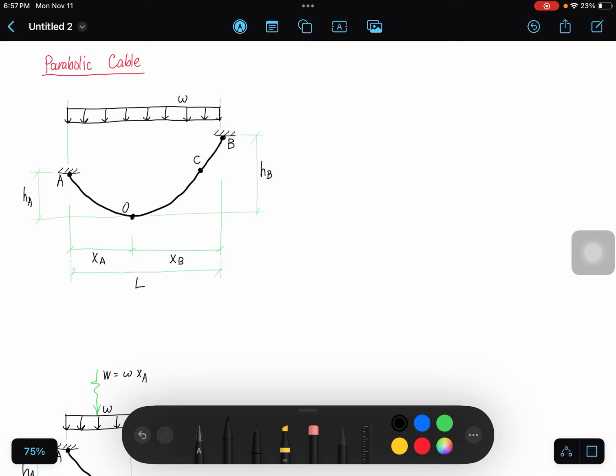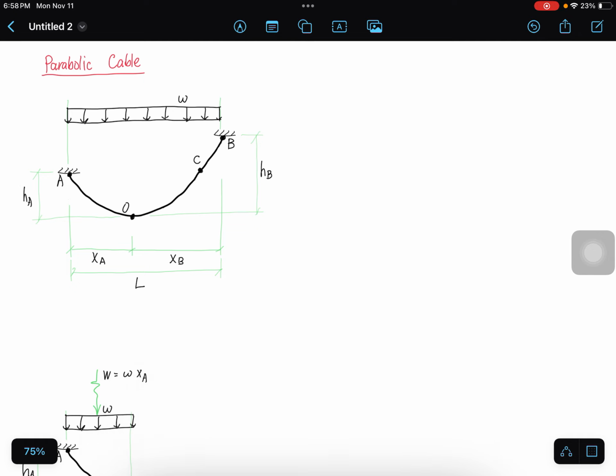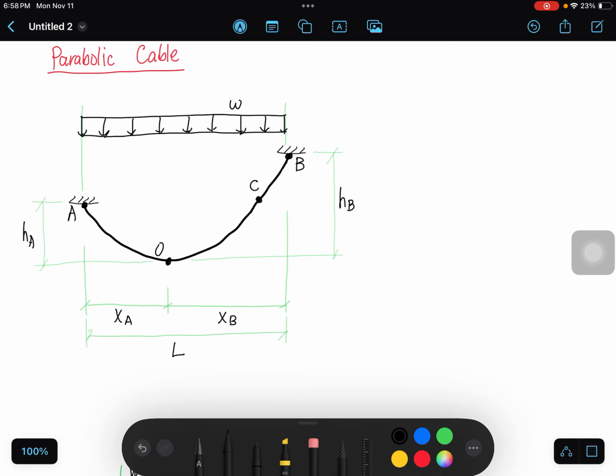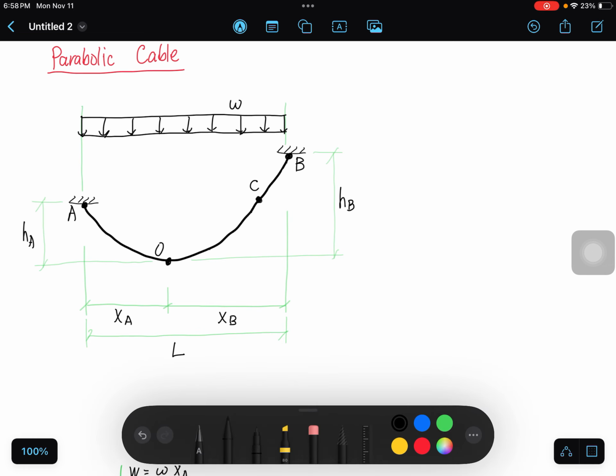Okay, next natin is yung sa parabolic cable. So, kapag parabolic cable, yung loading is horizontal lang siya. Hindi siya along the length ng cable. So, horizontal lang siya, straight horizontal. Ang load ay hindi distributed along the curved length ng cable. So, ito yung illustration niya, and ito yung mga parameters or variables niya.